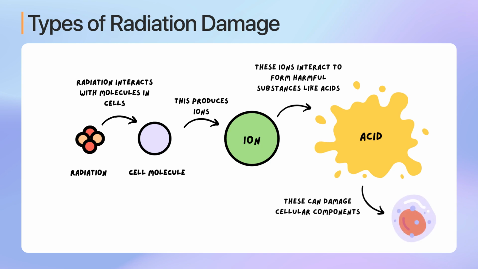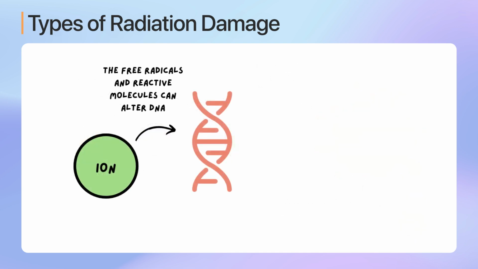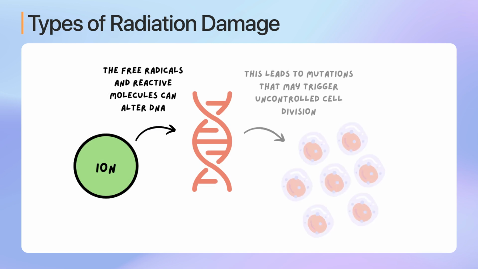One of the significant risks of ionization is its potential to significantly increase the likelihood of cancer. The free radicals and reactive molecules formed during ionization can alter the DNA, leading to mutations that may trigger the uncontrolled cell division associated with cancer.